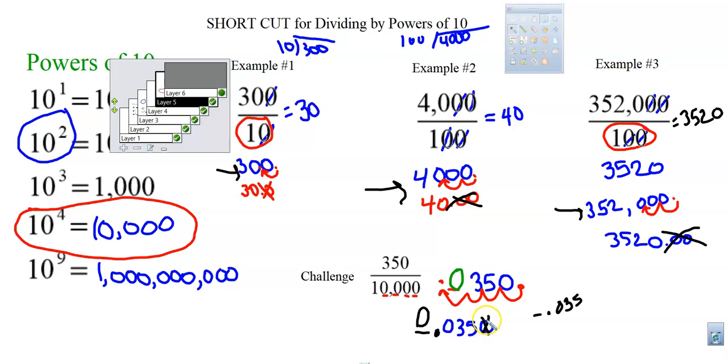So that is how you shortcut for dividing by powers of 10. So anytime you see this, use that instead of that long division. Just speed things up for yourself.